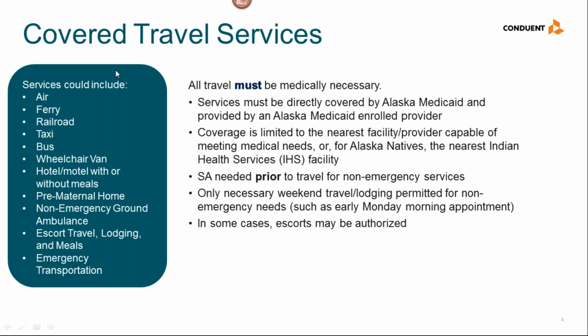So the services that can be covered under the travel program include air travel, travel by ferry or railroad. Those are the more distant things that you would very likely not be involved with, but it's good for you to know what's available for your members. For ground transportation, that can include taxis, bus rides, rides in wheelchair vans, and then other things that are covered, which again would probably not impinge on your services, would be hotel or motel with or without meals, prematernal homes, escort travel, and then emergency transportation is also covered.